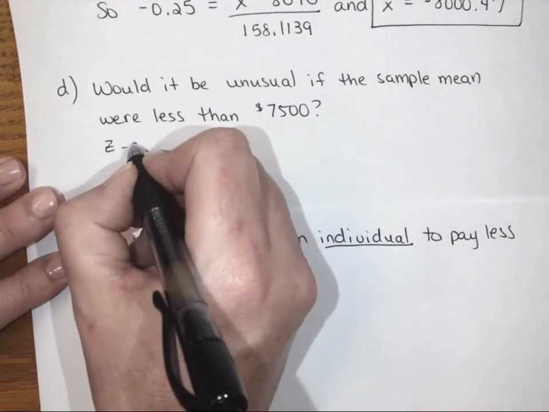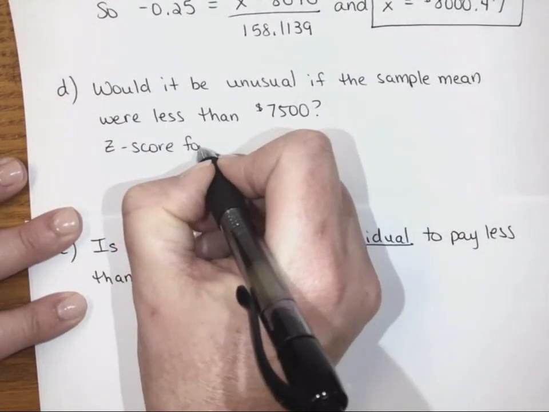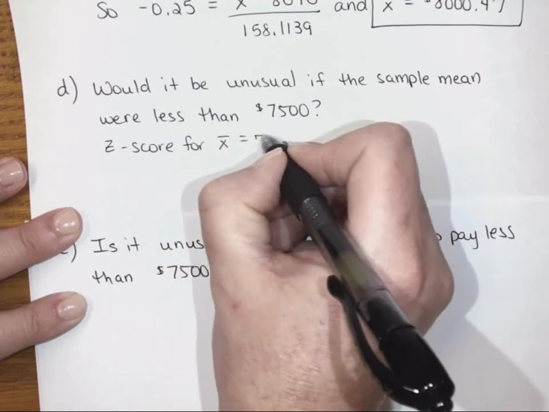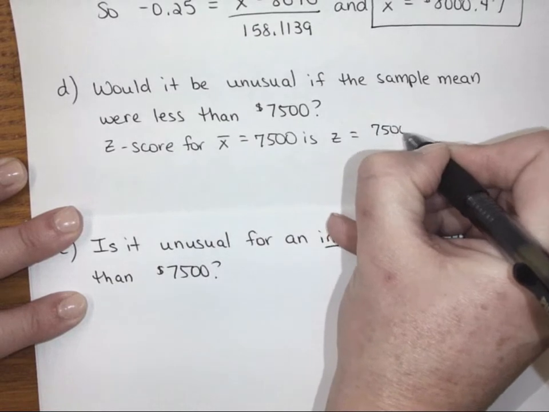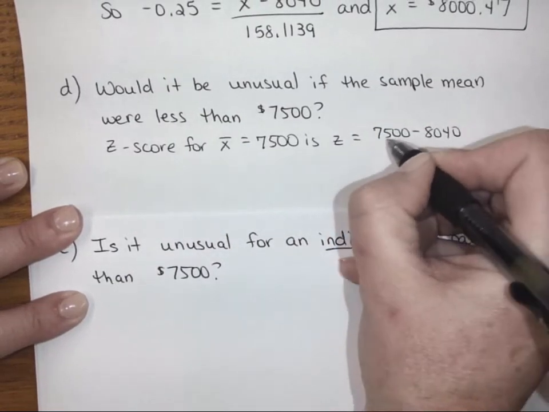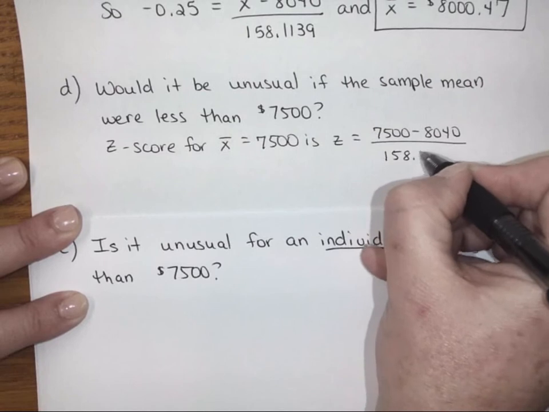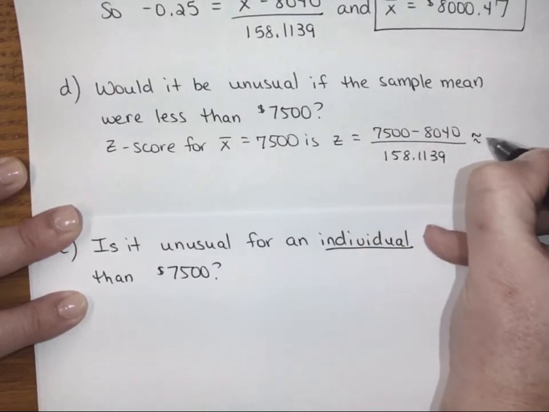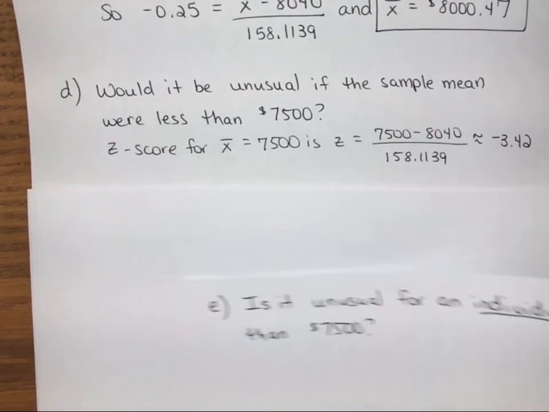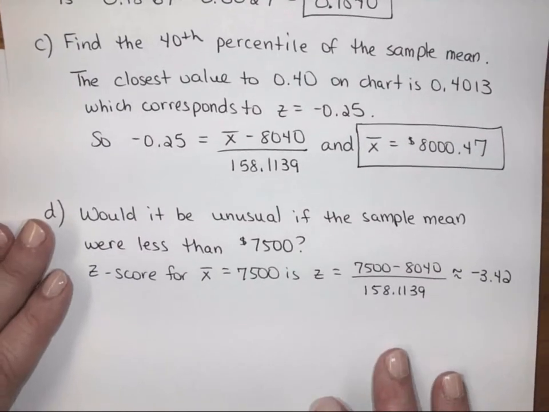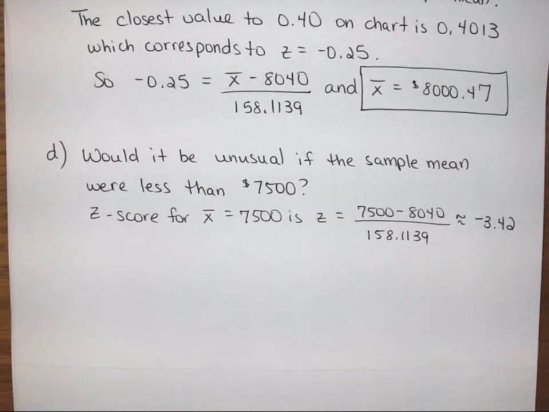So the z-score for x bar equals 7,500 is going to be z equals 7,500 minus 8040, and then over the 158.1139. Okay, just you getting a z-score of this amount in general should kind of make you pause and think, that's a little weird, right? Because notice our z-scores usually aren't that large. Okay, so z-scores usually stay 3 or under.